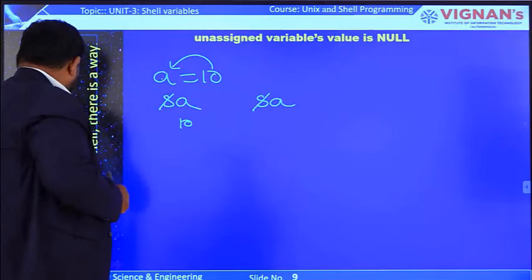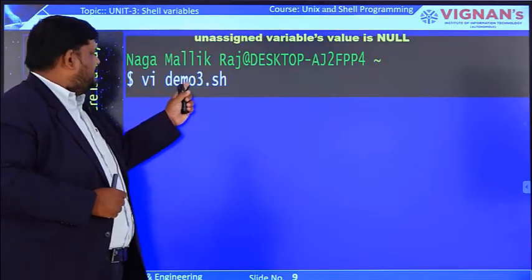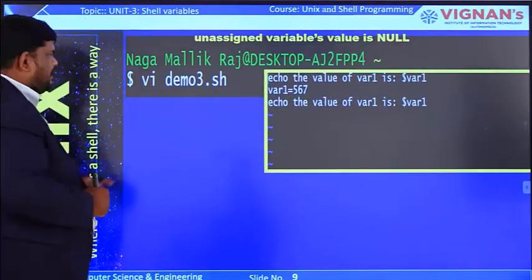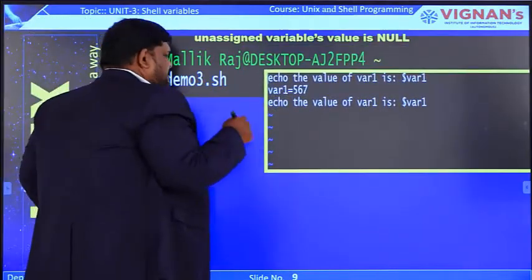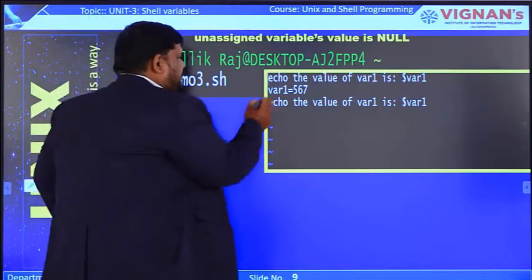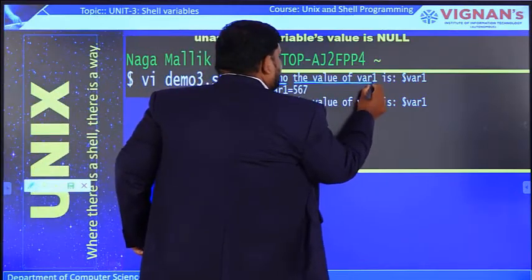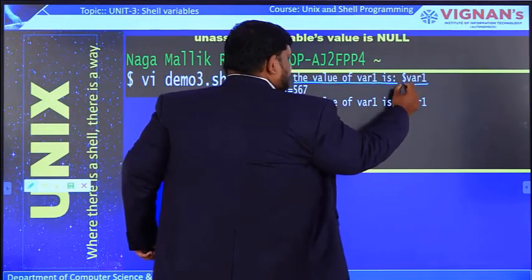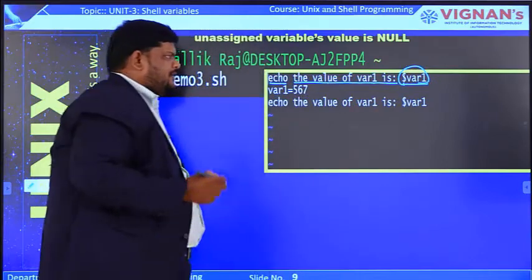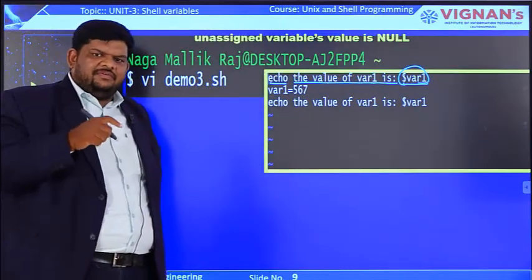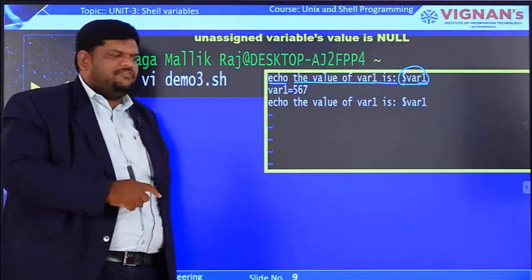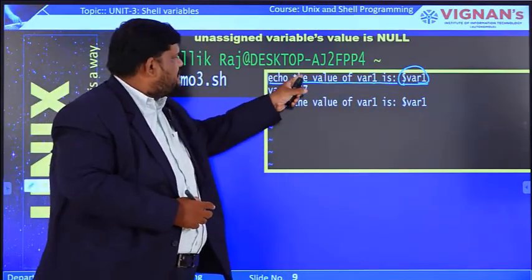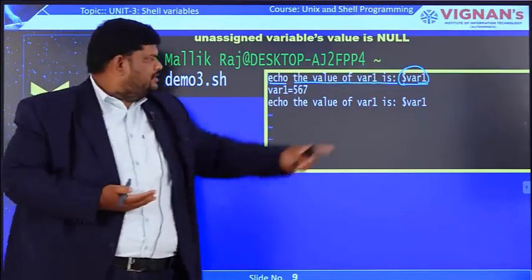So let us consider one program. Here I am creating demo3.sh. Let us observe the code. In the first line itself, I am trying to echo "the value of var1 is $var1". What is the meaning of this? The dollar indicates we are trying to access the value present in the variable var1. But before this statement, no statement is assigning a value to var1.